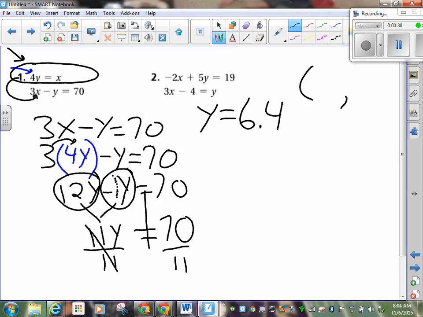So on your paper, put in the parentheses and put an x and a y underneath it. Then you know where it goes. Y equals 6.4. Go over to the y and write 6.4. You are halfway done. You've done the most difficult part so far.